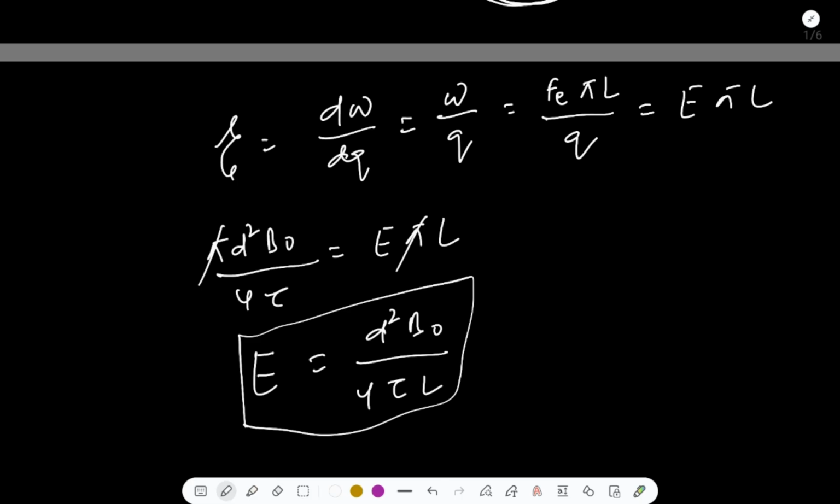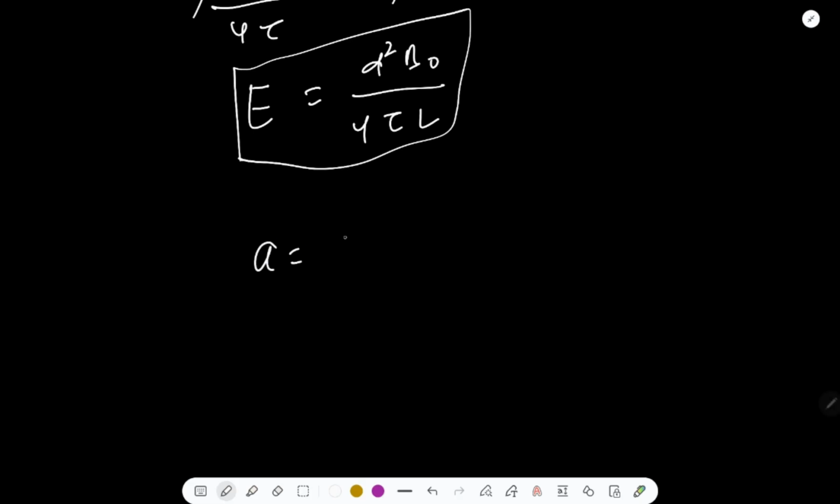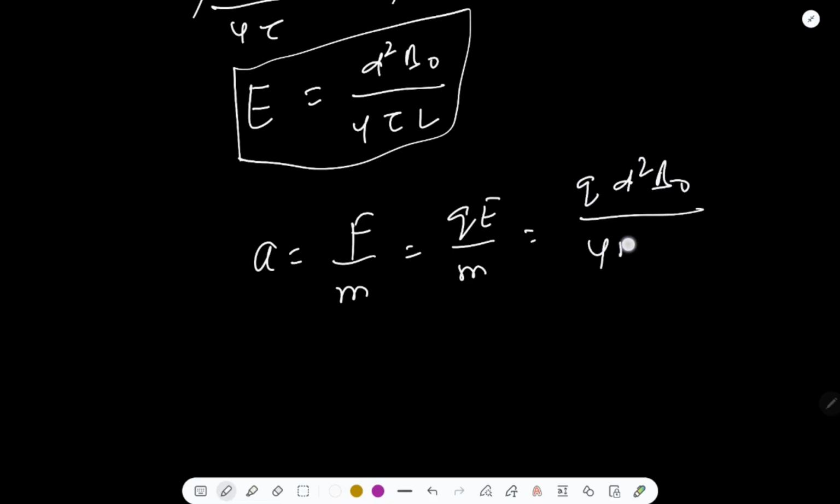And the system is symmetric. So to find the angular velocity of rotation of the rod, we can consider only one charge. And this charge in the vortex electric field is acted upon by the force QE along the tangent to the circle along which it moves. So in accordance with Newton's second law, this force leads to the appearance of tangential acceleration, which will be equal to force by mass, nothing else, that is QE by M, and that means it's going to be Q d square B naught by 4 M tau L. So the acceleration is this.